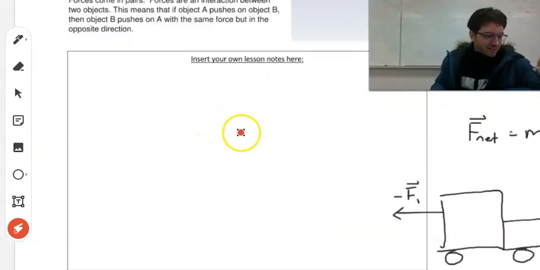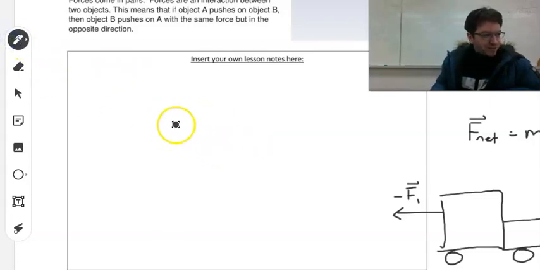So let's try another example. Let's say we have a boat. Here's our boat.